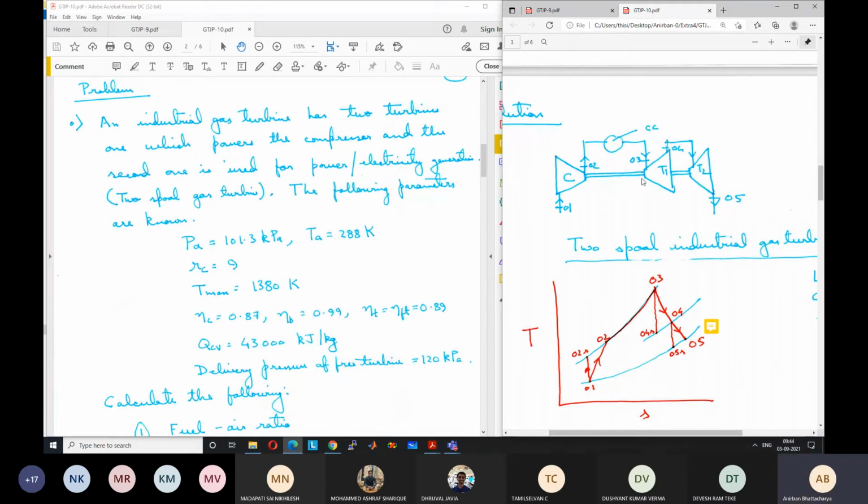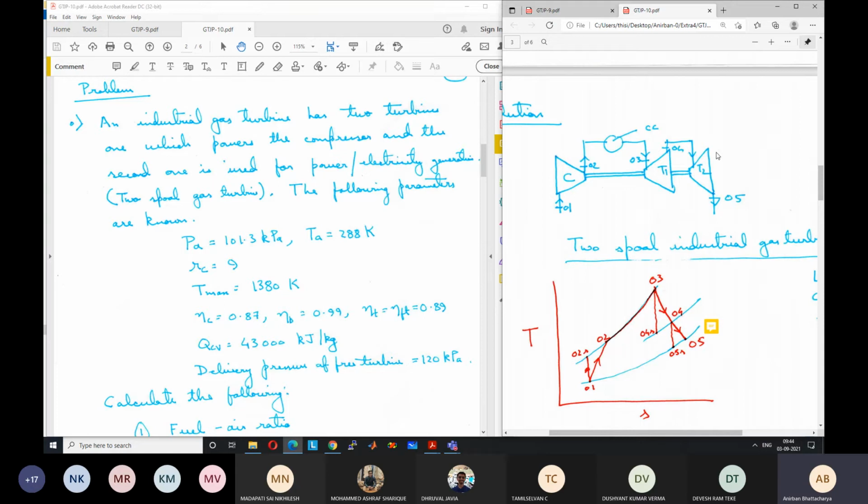The advantage of this type of design is that the two shafts can rotate at different speeds. Depending on your requirement, because the generator will require the turbine to rotate at a certain speed, but you may want your compressor to rotate at another speed. So for a two-spool design, although the cost will increase, you can have different rotational speeds.